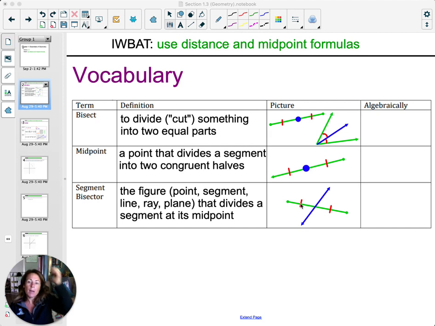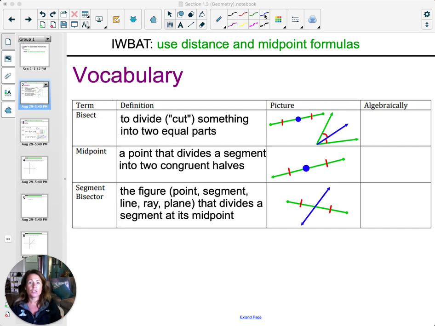So our vocab term, bisect, you will see this often. Bi means two. So to bisect something is to divide it or split it up into two equal pieces. A lot of times kids like to say split it in half, which is true because you're going to go halfway, so each half is going to be equal.